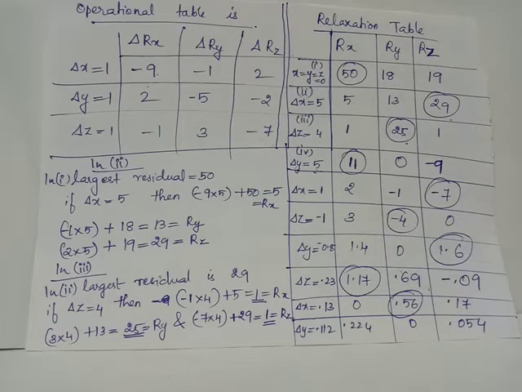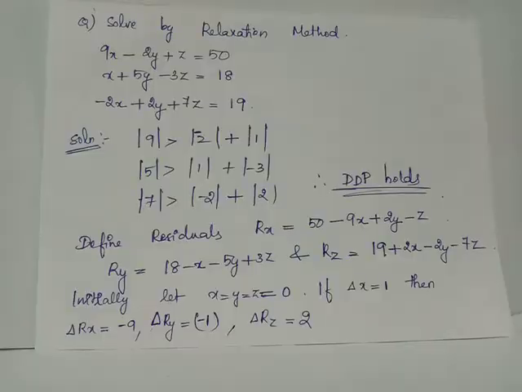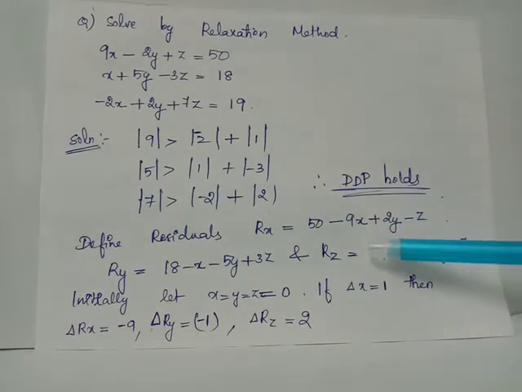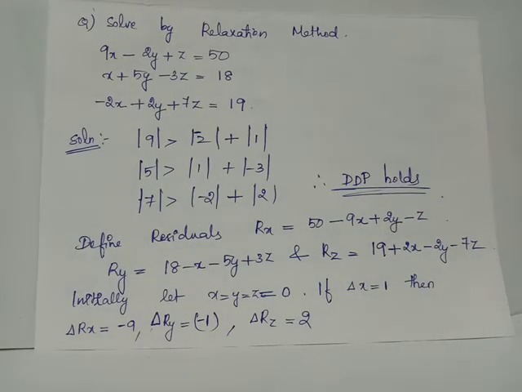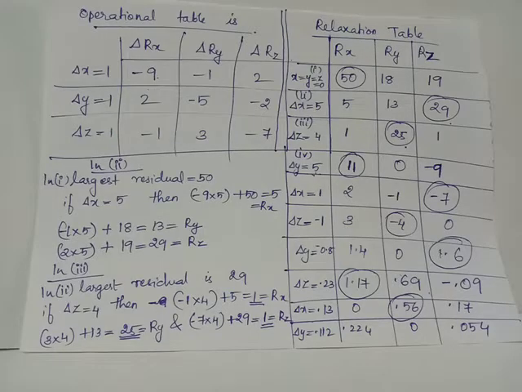Let us now construct the relaxation table, looking at the operational table. From these equations of residuals, it's clear that at the initial stage when x, y and z all were equated to 0, Rx equals 50, Ry equals 18 and Rz equals 19, which becomes the first row entries of the relaxation table. That is, corresponding to x, y, z all equated to 0, we have the entries 50, 18 and 19 respectively.